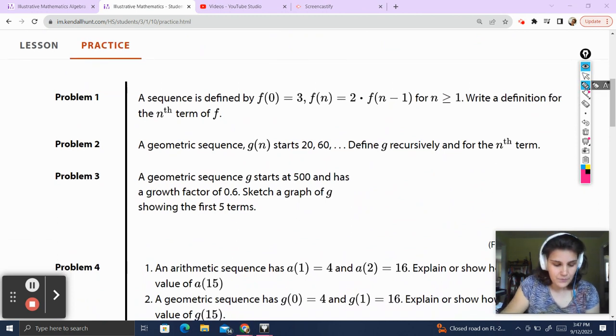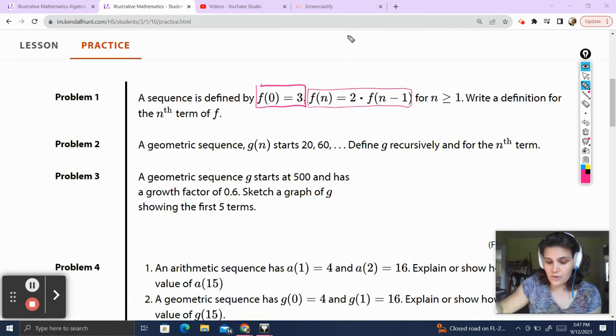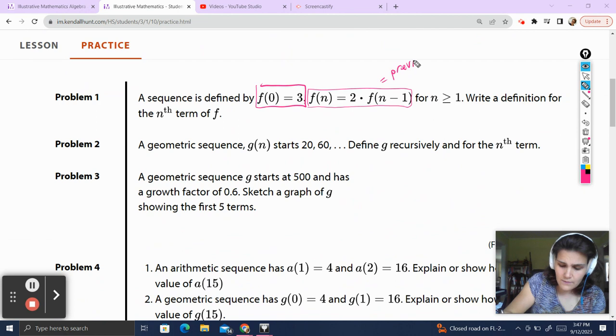Let's get started. Problem 1. A sequence is defined by f of 0 is equal to 3. F of n, so n represents the number term in our sequence. So we're going to have the first term, the second term, the third term, the fourth term, is equal to 2 times f of n minus 1. This right here is always, if you recall, just the previous term. So it's going to be 2 times the previous term for n is greater than or equal to 1. Write a definition for the nth term of f.